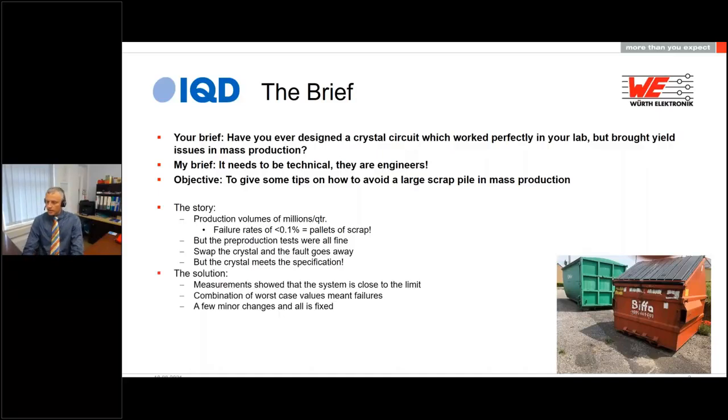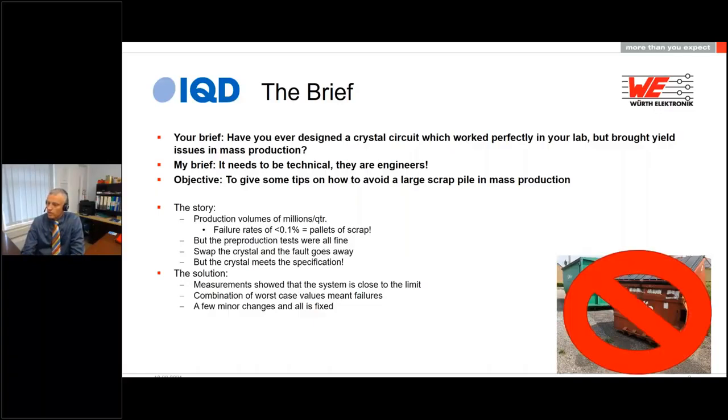What's the solution? Well, what we've done when this has happened is we've done some measurements on the PCB. We've taken a PCB from the customer, and what we found is that although it's okay, everything is quite close to the limit, and that means that sometimes when you move into those really large volumes, you get the worst case of all the combination of the components that are on that PCB, and that's what's resulting in the failure. And the good news is that there's a few minor changes you can make, and then the fault goes away. Yeah, so no more scrap material.